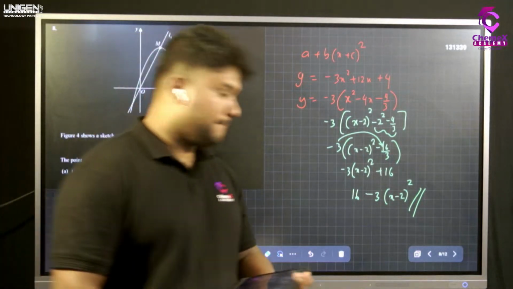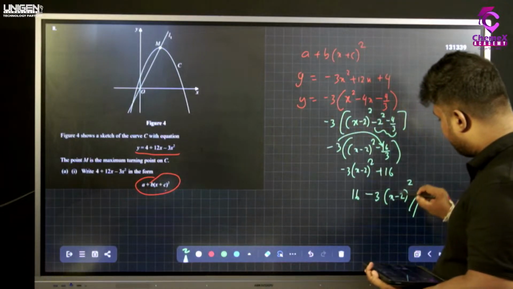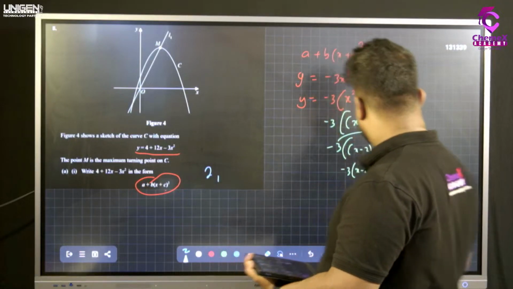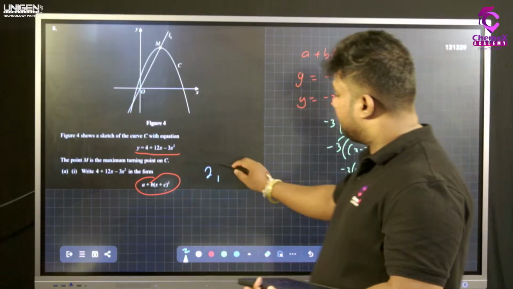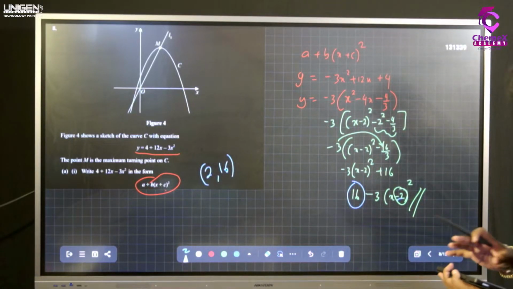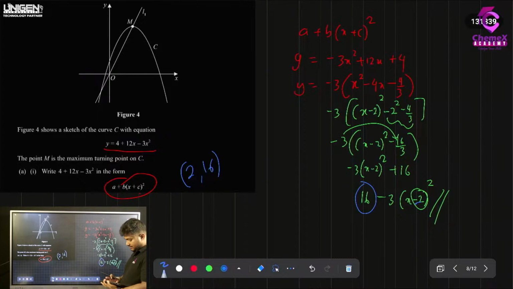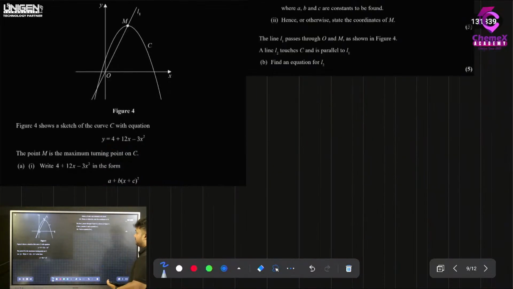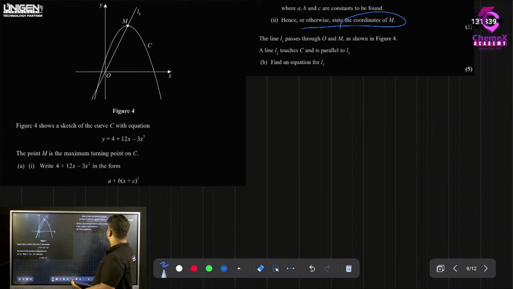What is the turning point? 2 comma 16. The opposite sign of what's in the bracket, the 2, and 16 the same sign. Always if it's in the bracket, you take the opposite sign. So 2, 16. Okay. So that's the turning point. That means M. I think that's the next part they have asked. I have put it on the screen. So hence or otherwise find M. So 2, 16.